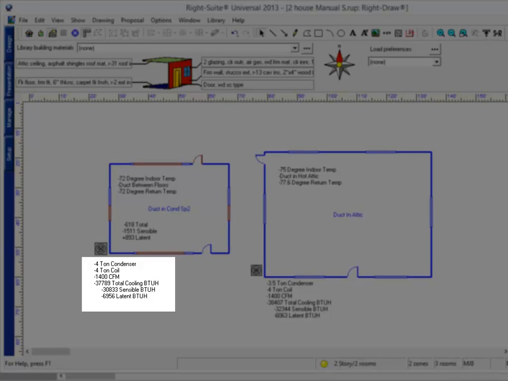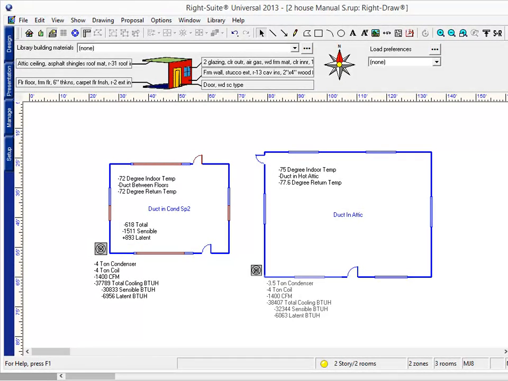Whereas a system with a 78-degree return air temperature of the same manufacturer, the same family, will only need a 3.5-ton condensing unit with the same 4-ton coil and same 1400 CFM to produce 38,407 total cooling BTUs. Breaking down to 32,344 sensible and 6,063 latent. That's right, this system here, with the cooler return, even though it's a half-ton larger, produces 618 fewer total BTUs. Even worse, it's over 1,500 fewer sensible BTUs, though it will get almost 900 more latent. Now let's look at why.